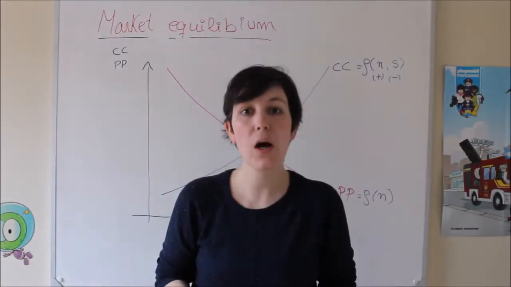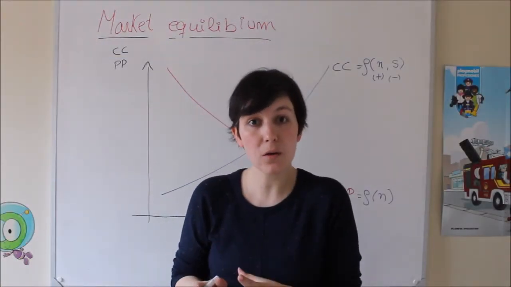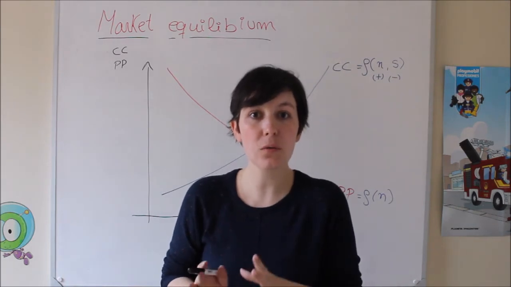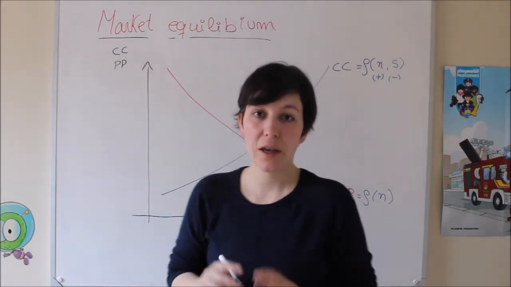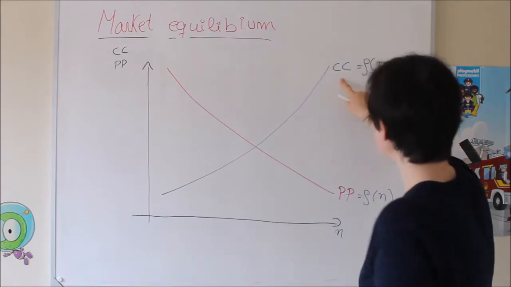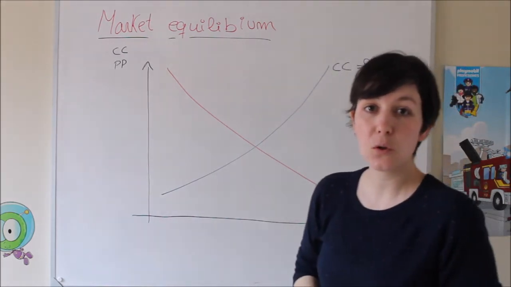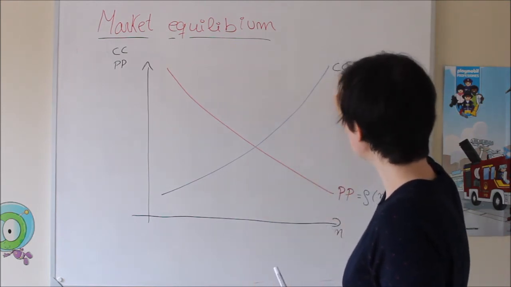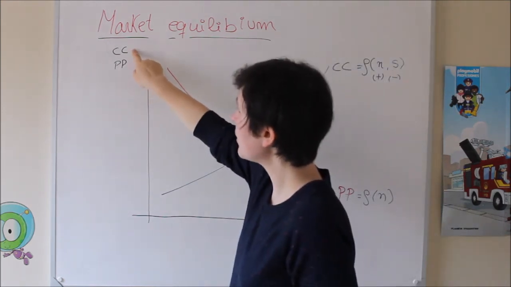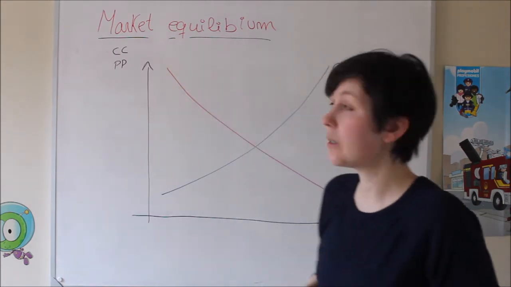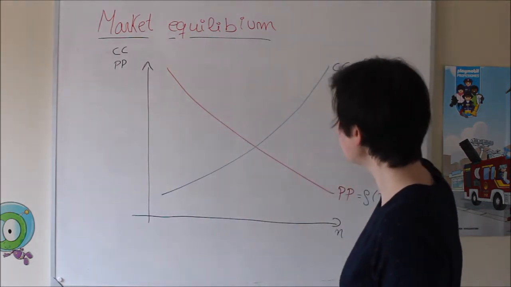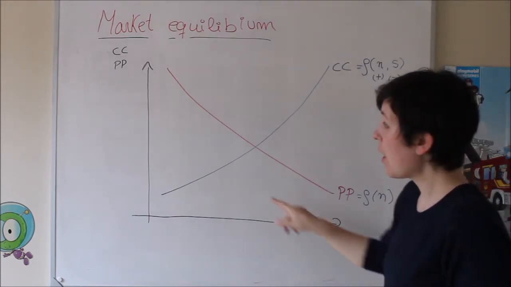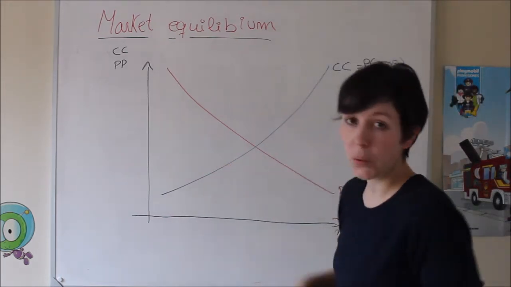So now we know the connection between the average cost, the number of firms, and the price that each company is going to fix. In fact, we know that this CC is going to be the curve for the average cost, okay? The curve known as the CC is an upward sloping curve. It's showing that the higher the number of firms, the more the average cost is going to increase.